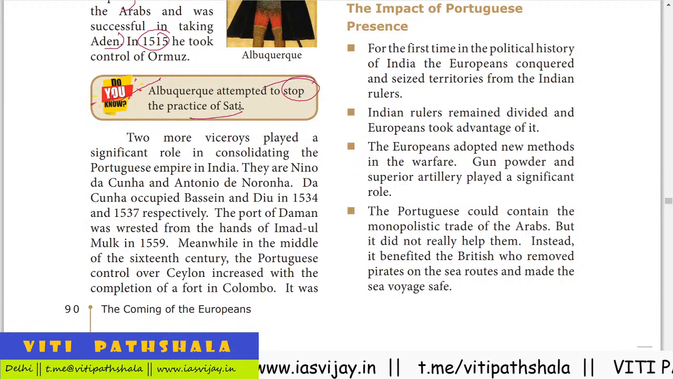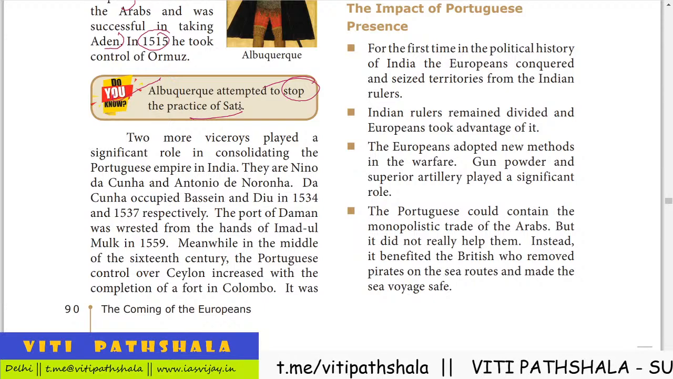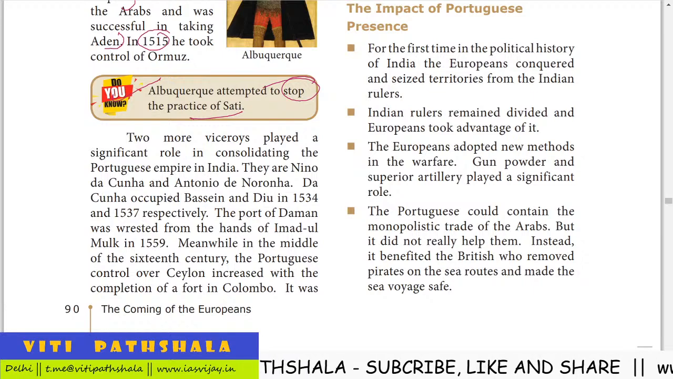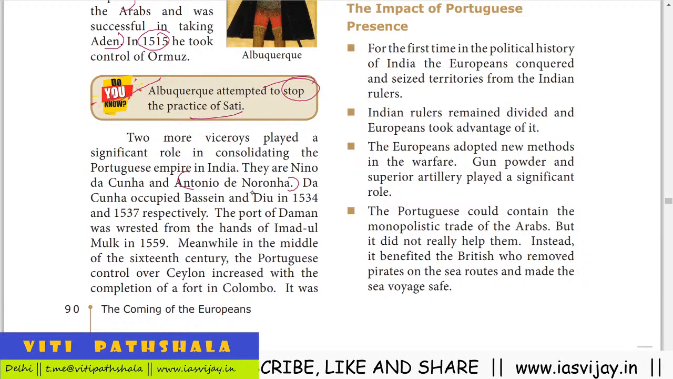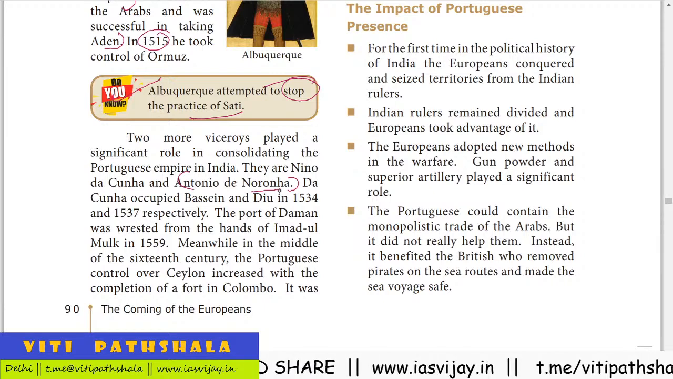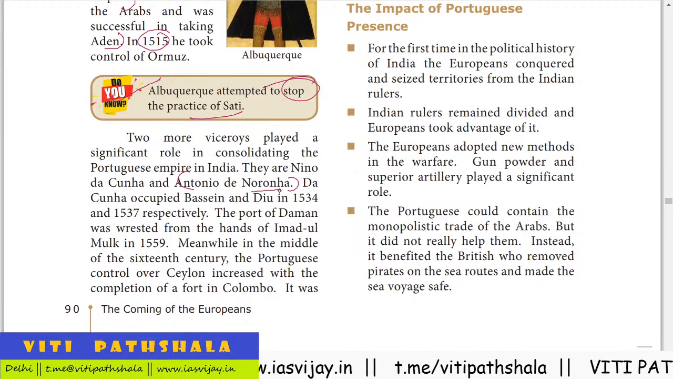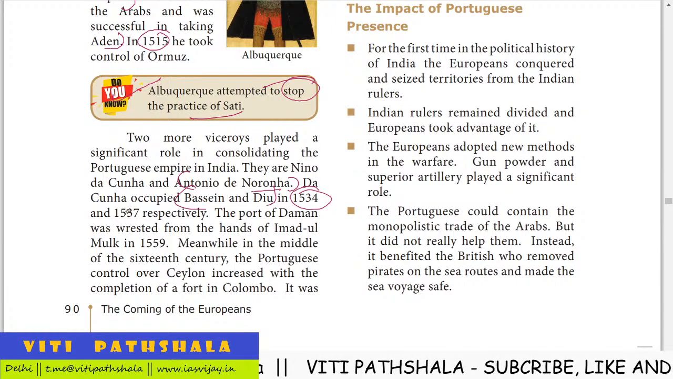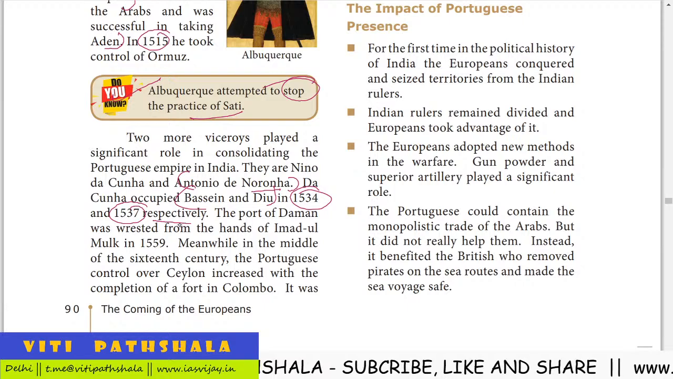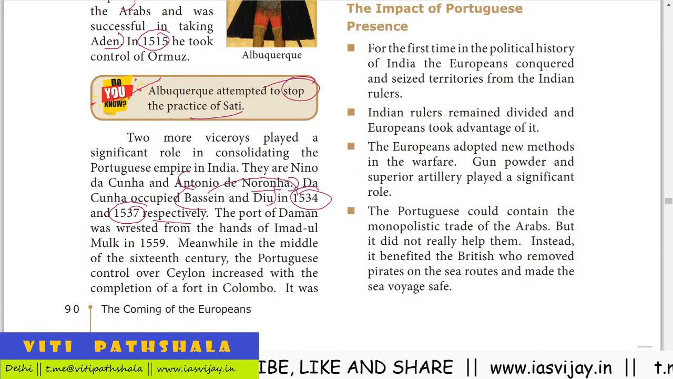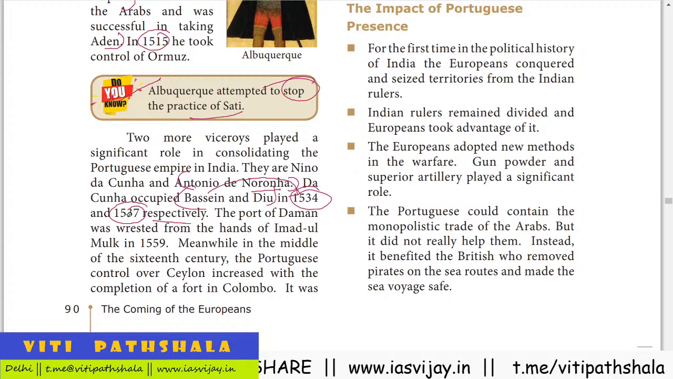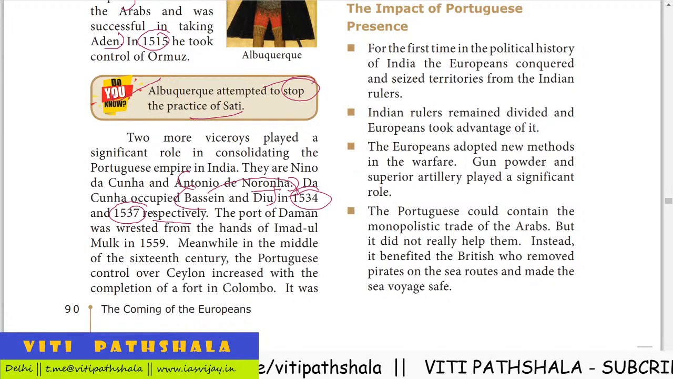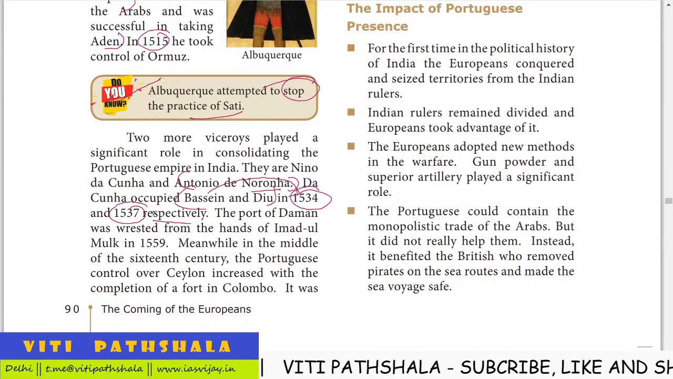Now, two more viceroys played a significant role in consolidating the Portuguese Empire in India. They were Nino da Cunha and Antonio de Noronha. The Cunha occupied Basin and Diu in 1534 and 1537 respectively. So Basin was captured in 1534, and Diu was acquired in 1537. The port of Daman was wrested from the hands of Imadul Mulk in 1559.